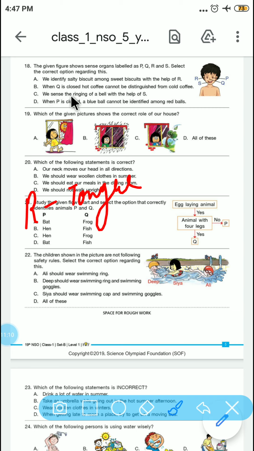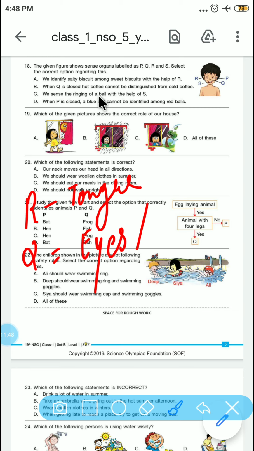When Q is closed, hot coffee cannot be distinguished from cold coffee. Which one is closed? Tell me. When Q is closed, hot coffee cannot be distinguished from a cold coffee. So Q will be what? Eyes, by seeing a hot coffee, or maybe nose also, because hot coffee smells.